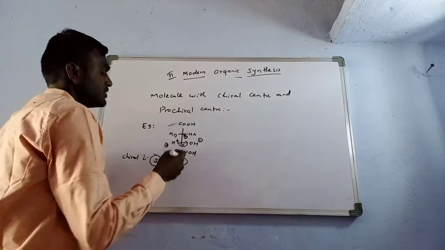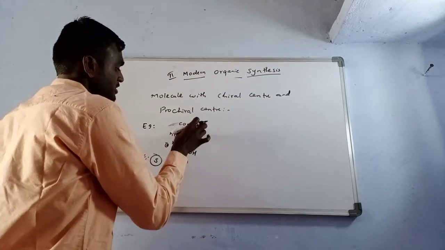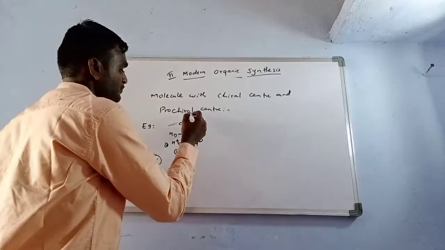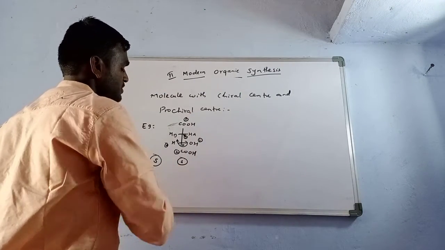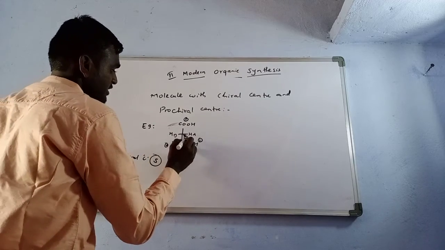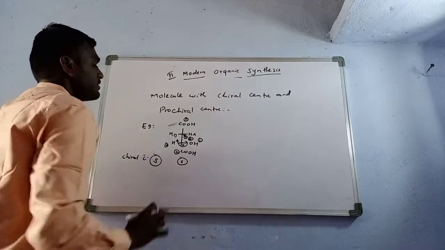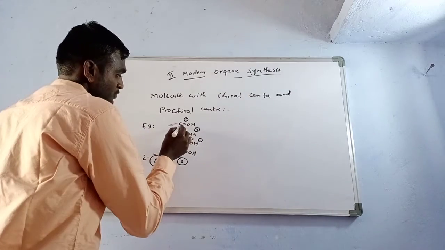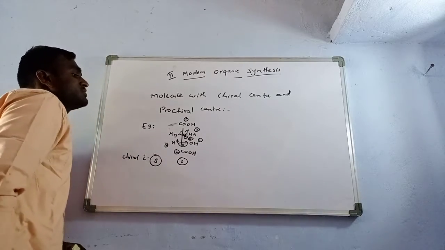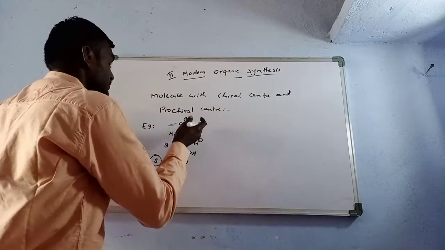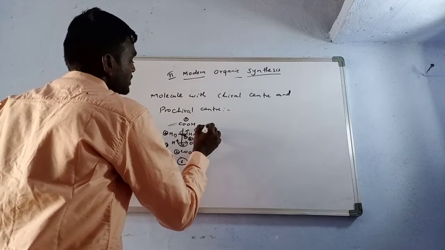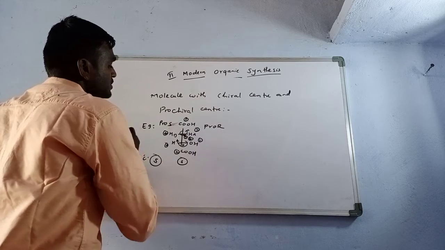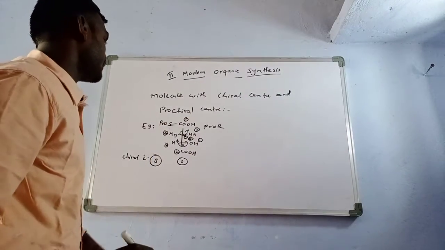Okay. Now we are taking the configuration for HA and HB. Let's take the first priority, and this group will get the second priority. Now HA is the third priority, and it will be an anti-clockwise direction. For the anti-clockwise direction, the fourth priority group is horizontal, so the H will become pro-R. Similarly, HB will become pro-S.